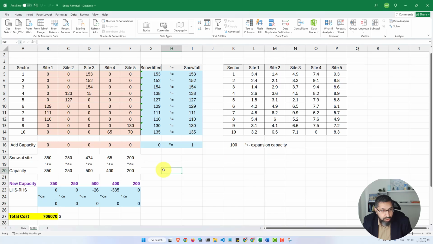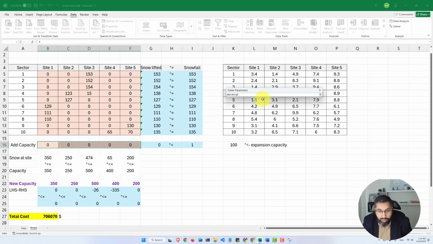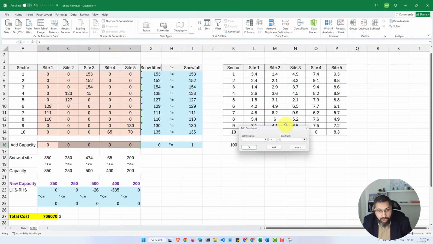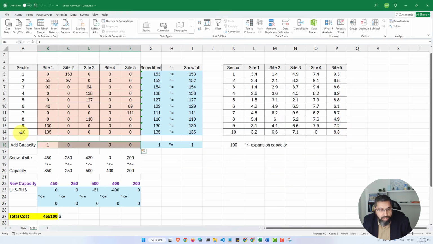Okay, so there was some mistake. Oh, I did not add these as additional variables. That's why it's messing up, because it cannot change these cells, because I never told it you can change these cells. So I have to go here, put a comma, and you can also change these cells, solver. And I have to add a constraint that these cells are binary. And now, nicely done. We want to expand site 1, and our new cost is 45510.